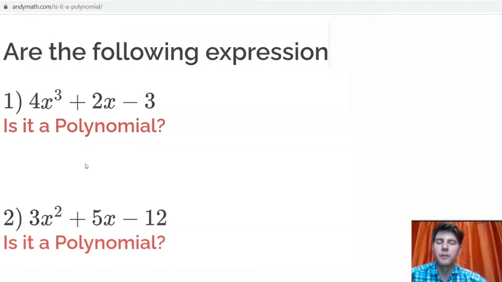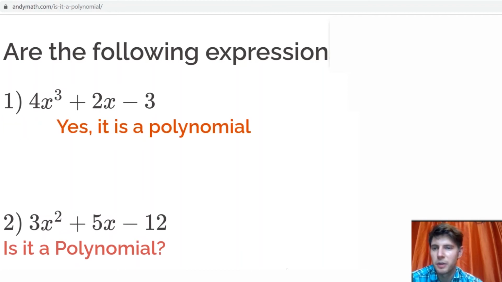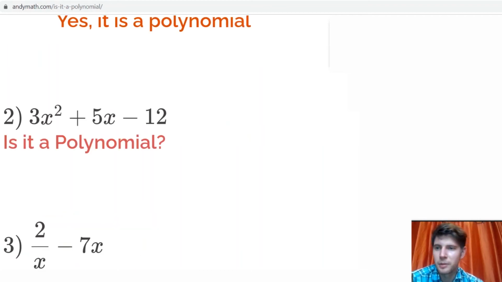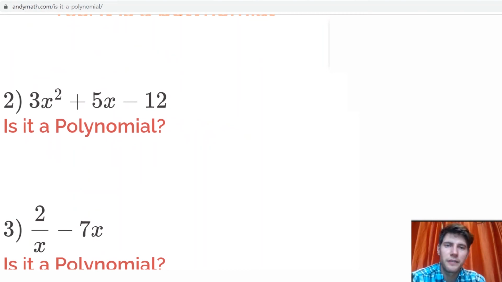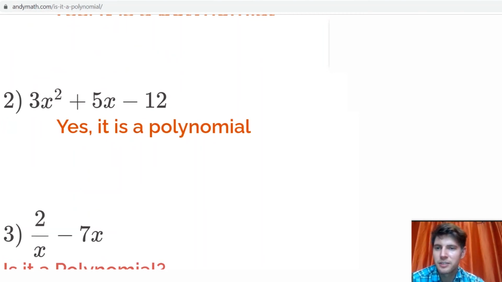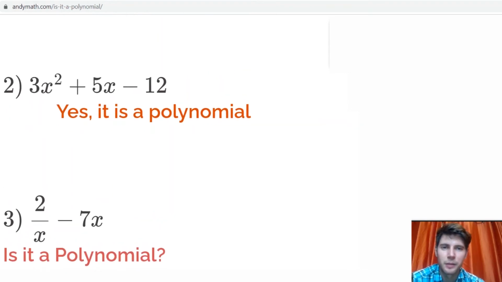So number 1, 4x cubed plus 2x minus 3. Is it a polynomial? Well, there are no negative exponents. There's nothing in a denominator. There's no square roots. So I'm going to say yes, this is a polynomial. And yes, it is. Number 2, 3x squared plus 5x minus 12. Is it a polynomial? Once again, I'm going to say yes. There's terms added together. There's no negative exponents or stuff in a denominator or a square root.